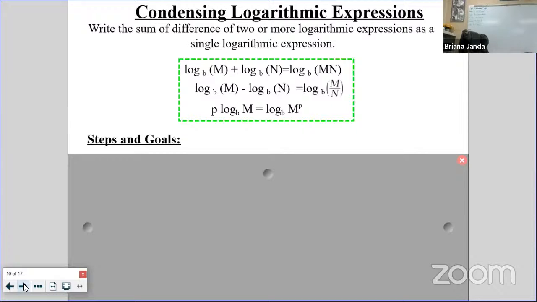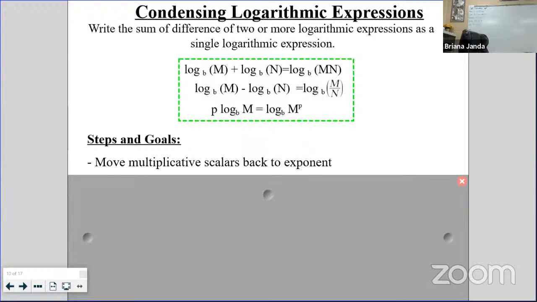Condense. So this would be the same idea as like foiling. We're gonna put them all together, okay? So write the sum or difference of two or more logarithmic expressions as a single logarithm, and that's your key, is that we get a single logarithm. Notice all of these are backwards. They were separated by a plus. I can put them back together as a single logarithm with a multiply. It's the same three properties, working your way backwards, taking them from separated back to a single logarithm.